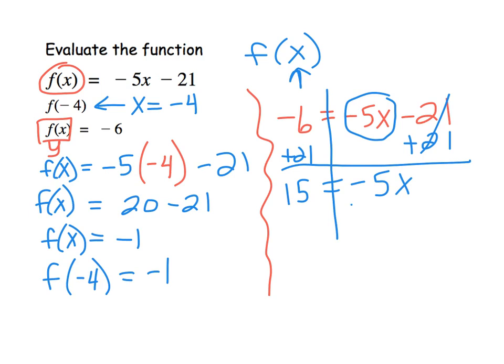And then finally, I'm trying to get my x by itself. X is being multiplied by negative 5. So I'm going to divide by negative 5. And I end up with x equals negative 3. So my x value is negative 3 when my function equals negative 6.